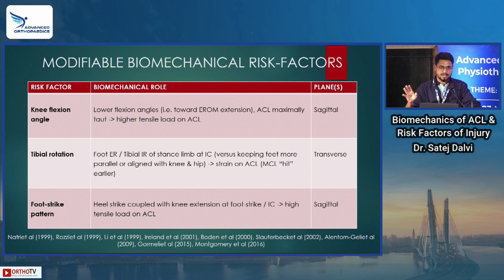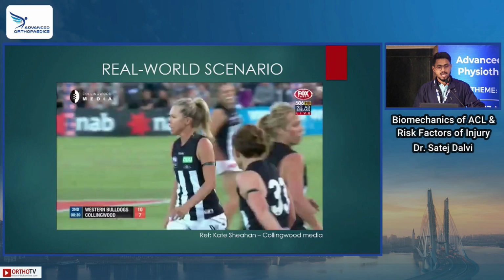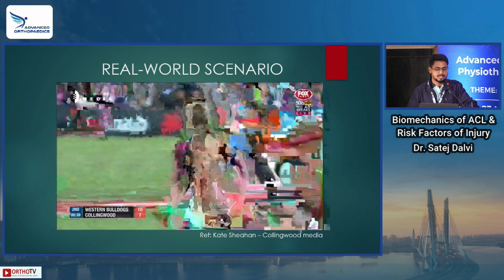Foot strike pattern is again interesting. If an athlete has a heel strike pattern compared to a mid-foot strike pattern when they land on the stance limb, it means they need to generate higher braking force in the quads, which means there's going to be higher strain in the ACL. So I would just apply this in a real world scenario.